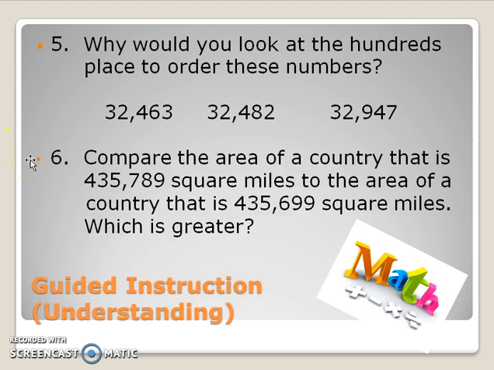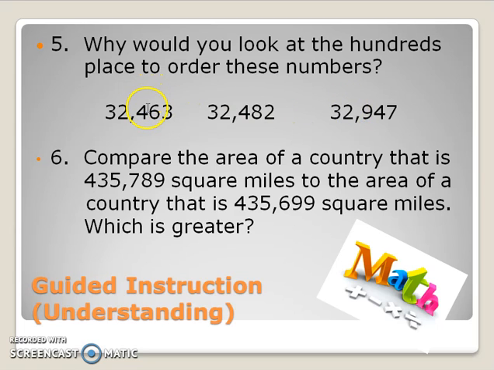The next thing that we're going to look at is just a couple of questions about some problems for us to think about. Number 5 says, why would you look at the hundreds place to order these numbers? So if we're looking at the place value and we see that there is a 3 in the 10,000s place value, every one of those numbers has a 3 in the 10,000s place value. If we move on over to the thousands, we see that there is a 2 in each place value.